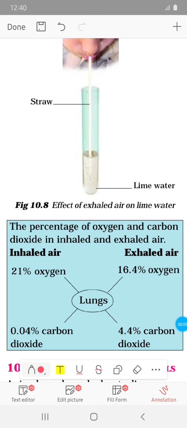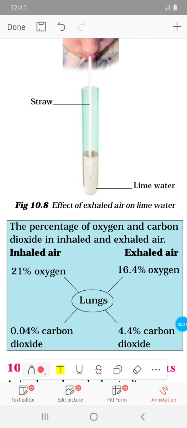What is our respiratory organ? It's lungs. Inside the throat, food and air share a common passage. What is it called? It's pharynx.